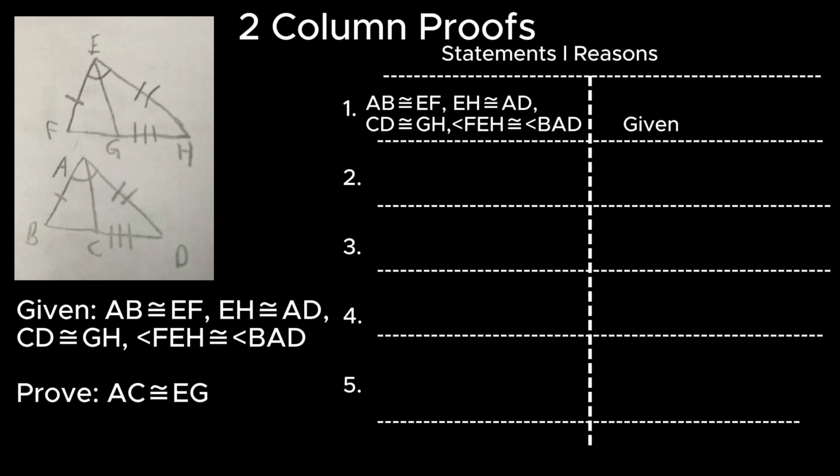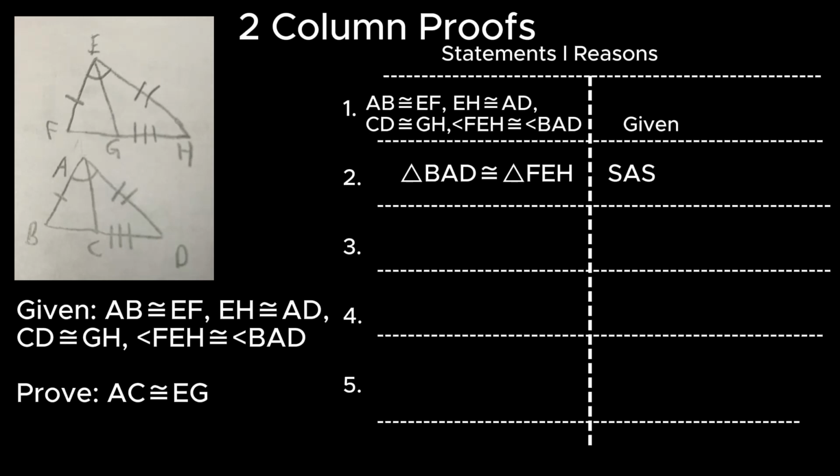Well, we have a side, AB is congruent to EF. We have an angle, angle BAD is congruent to angle FEH. And we have another side, AD is congruent to EH. And because BAD and FEH are the included angles, the angle in between the two sides, we can use the SAS postulate to state that triangle BAD is congruent to triangle FEH.